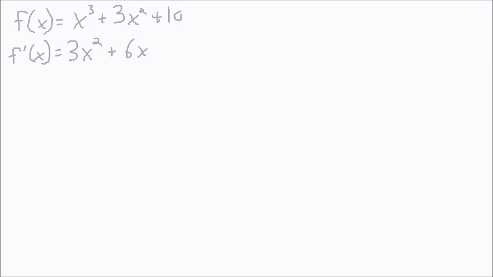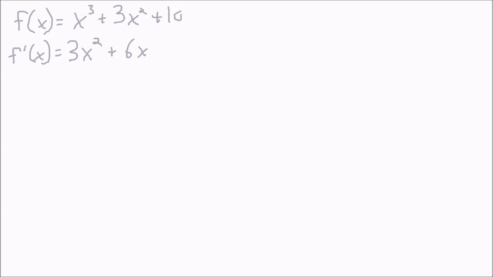Alright, so let's look at a problem where we're going to find the critical points and inflection points of a given function. Let's say my function f of x is going to be x cubed plus 3x squared plus 10. To find the critical points, it means I'm taking the first derivative and setting it equal to 0. So that means I'm finding f prime. So this is going to be, let's see, 3x squared plus 6x.